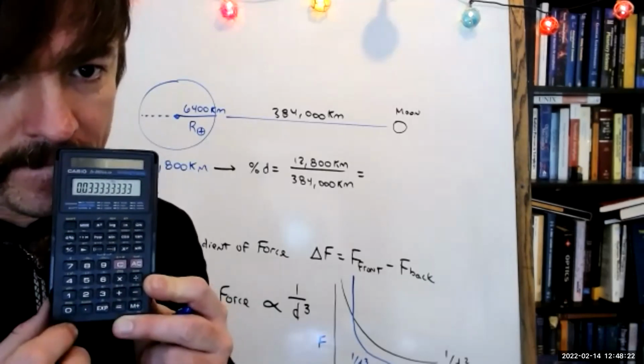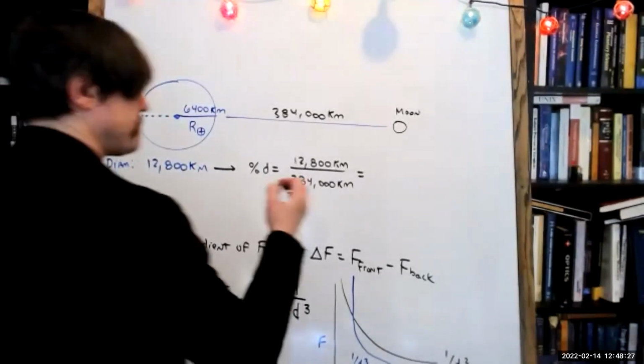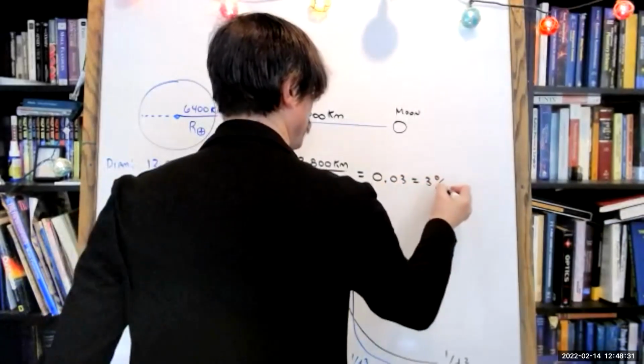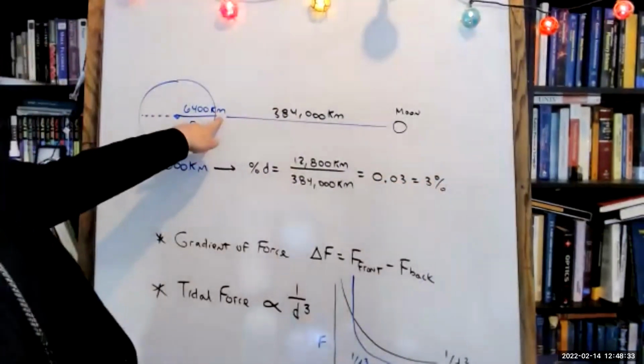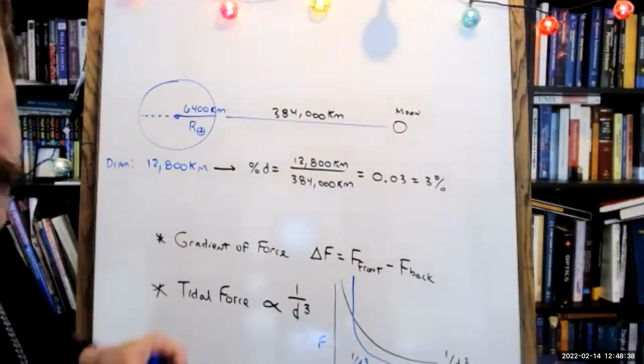What'd you get? 0.03, which is what as a percentage? 3%. That's right. And that means the front side of Earth is 3% closer to the moon than the back side of Earth.